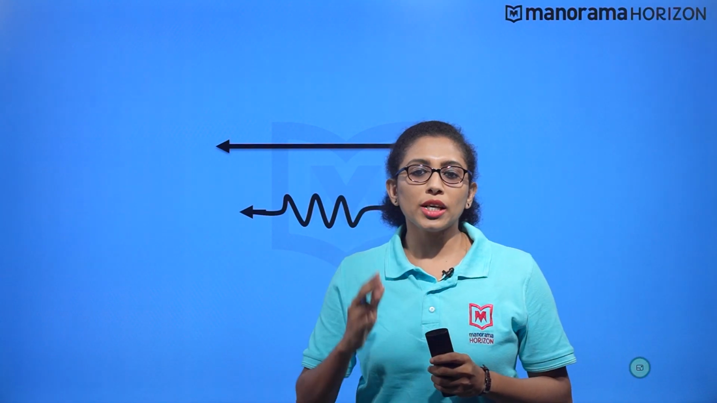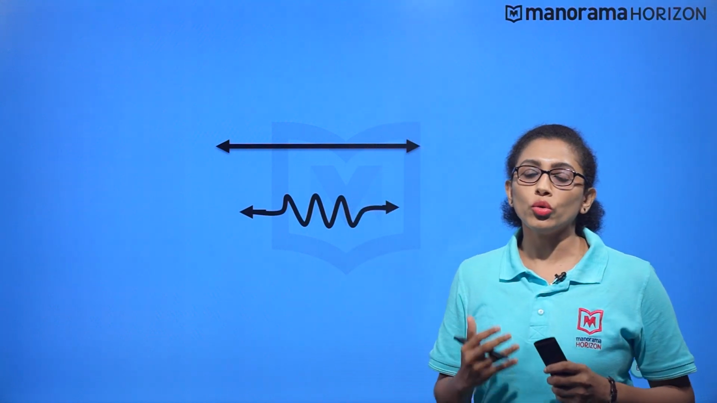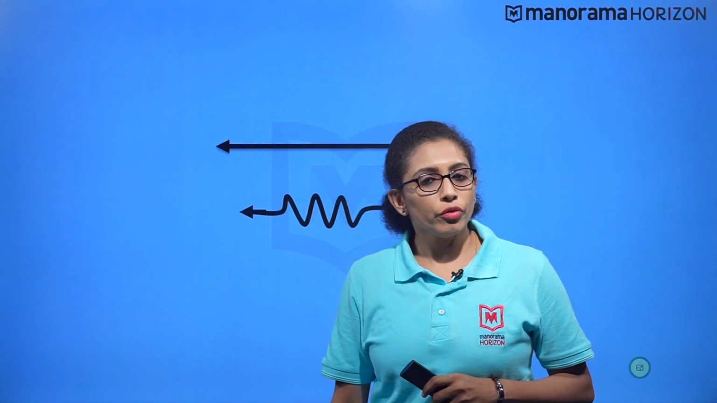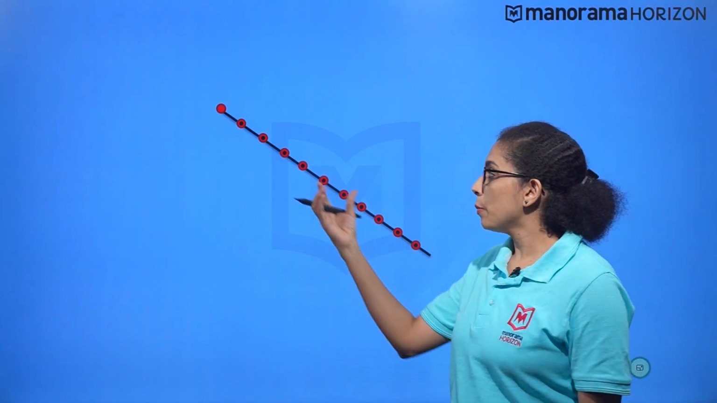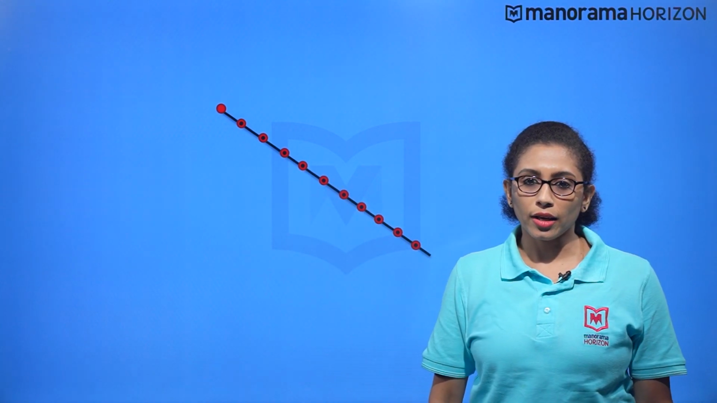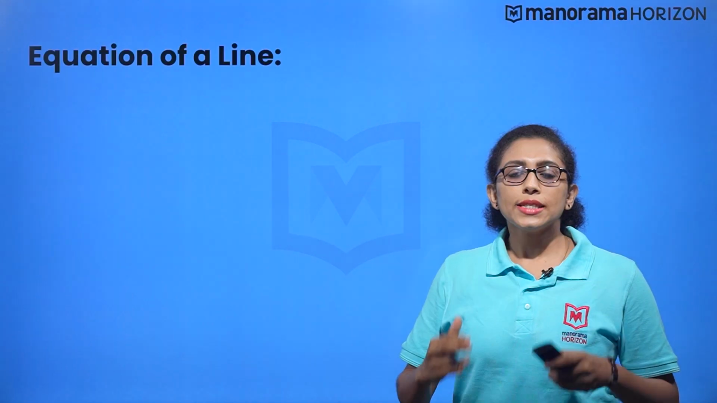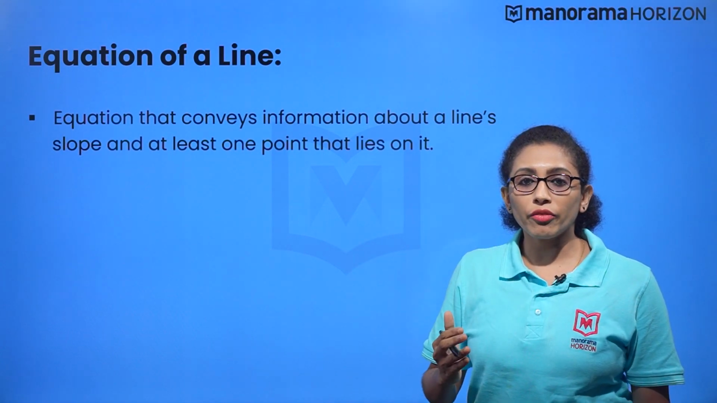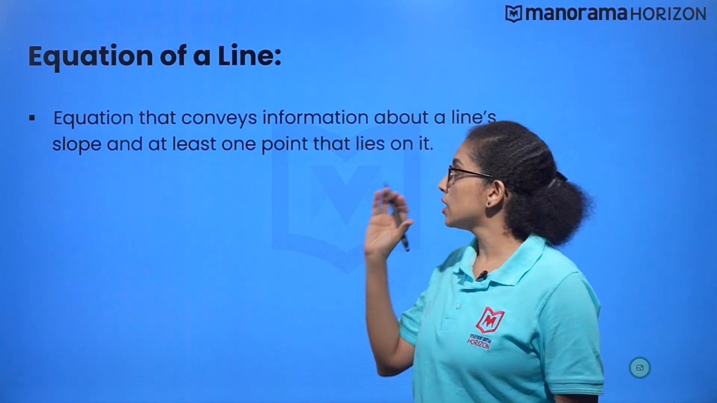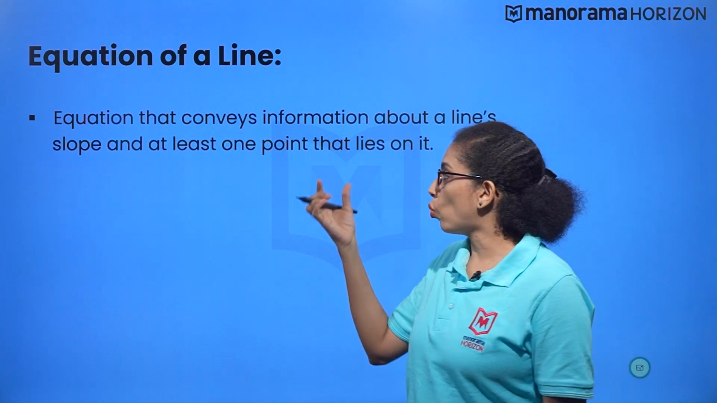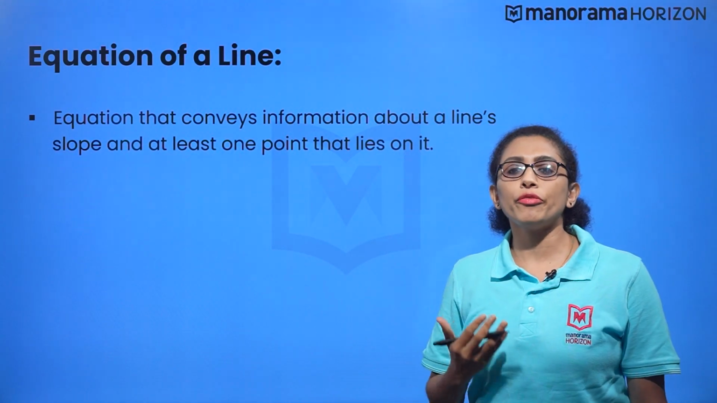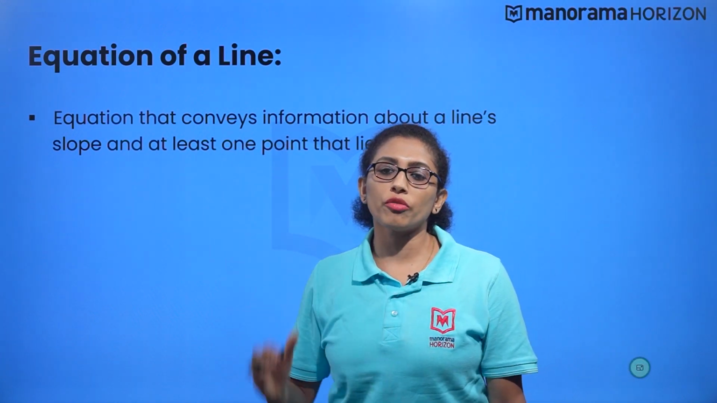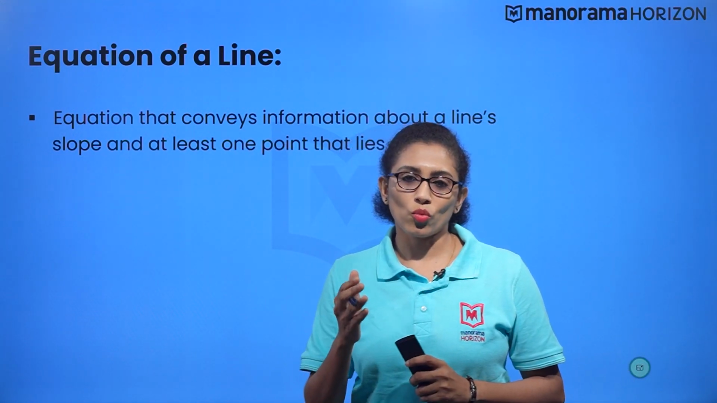Keeping in mind the properties of lines, we can study various forms of equation of a line. We know that there are infinitely many points on a line. And this relationship between the line and points helps us to learn about the equation of a line. So we can say that the equation of a line is any equation that conveys the information about a line's slope and at least one point that lies on it. There are different forms that can be used to express the equation of a straight line. So let us discuss one by one.